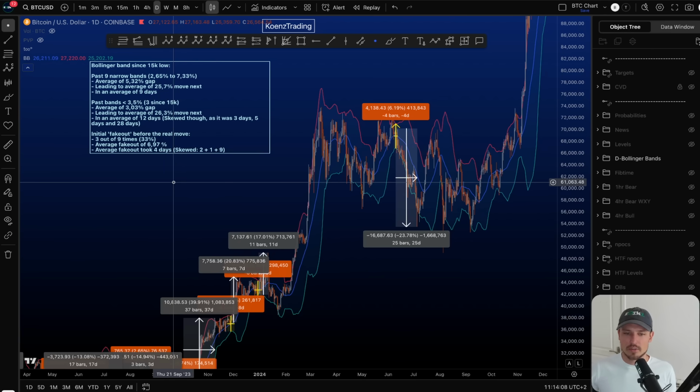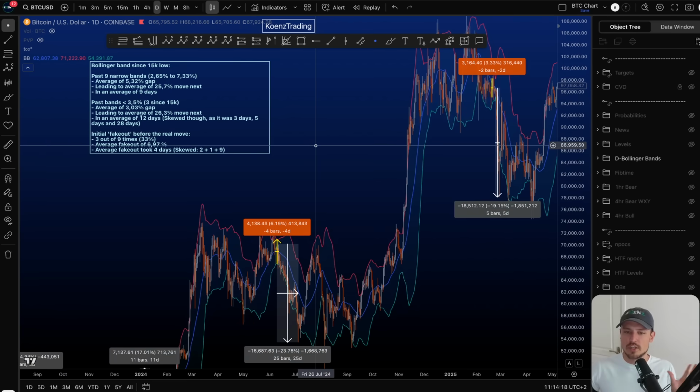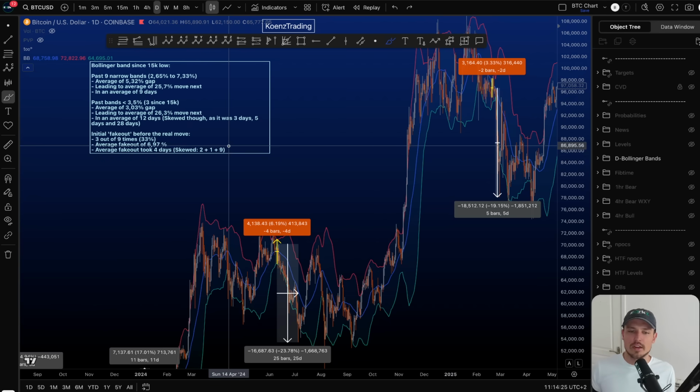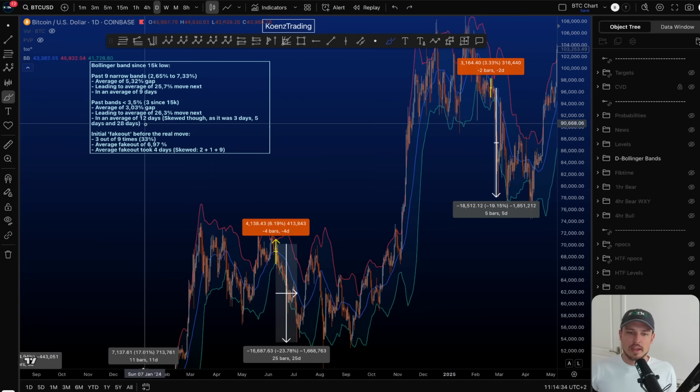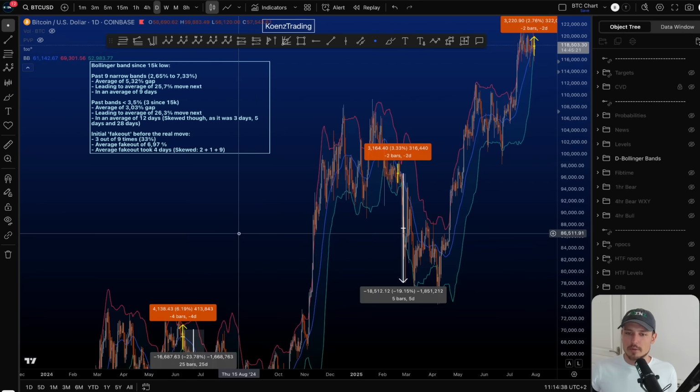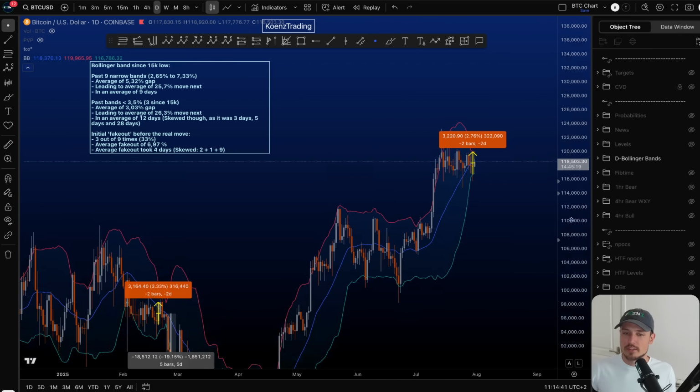The average fake out was about 7% into the other direction before the real move happened. And the average fake out took about 4 days, but that's also skewed because it was 2 days, 1 day, and 9 days, so the 9 of course bumps the average up. So generally, if you do get a fake out, it happens in a very short period of time, a day, 2 days, 3 days. Average move 7%. After that, you get the real move, and the real move is averaging like 20-something percent. So in other words, you would expect quite a significant move.